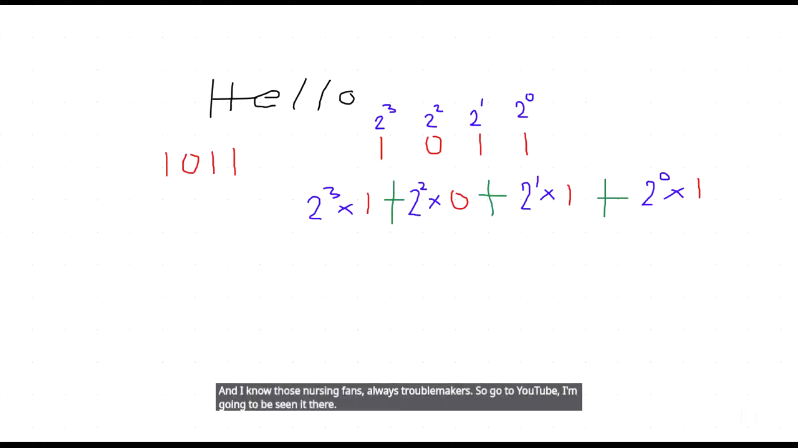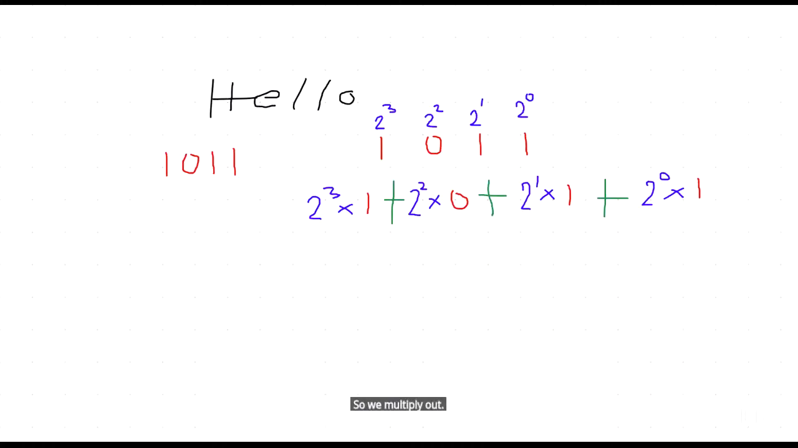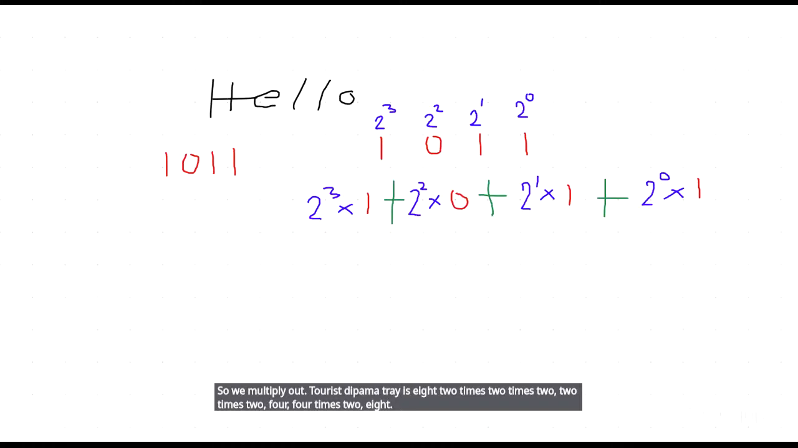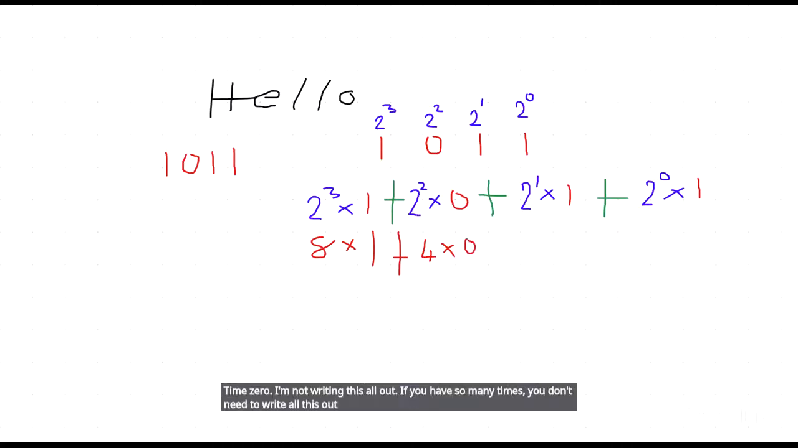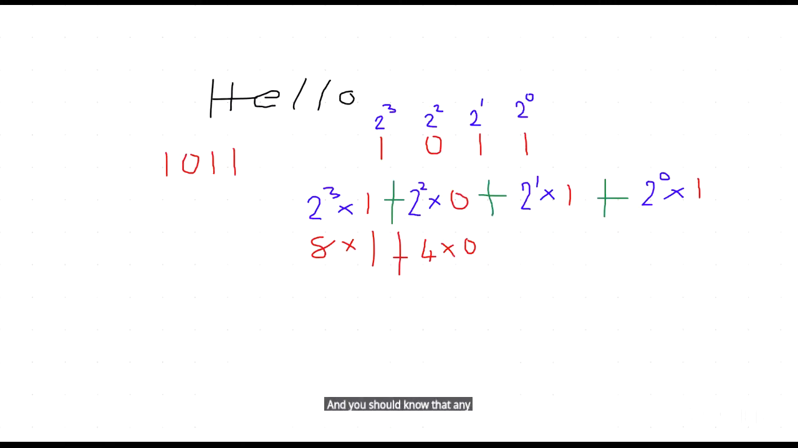So we multiply out. 2 raised to power 3 is 8. 2 times 2 times 2: 2 times 2 is 4, 4 times 2 is 8. So 8 times 1, plus 2 times 2, 4, times 0. I'm just writing this all out. In the exam, you don't need to write all this out. You should know what 2 raised to power 3 is, what 2 raised to power 2 is, and that any number multiplied by 0 will give you 0.